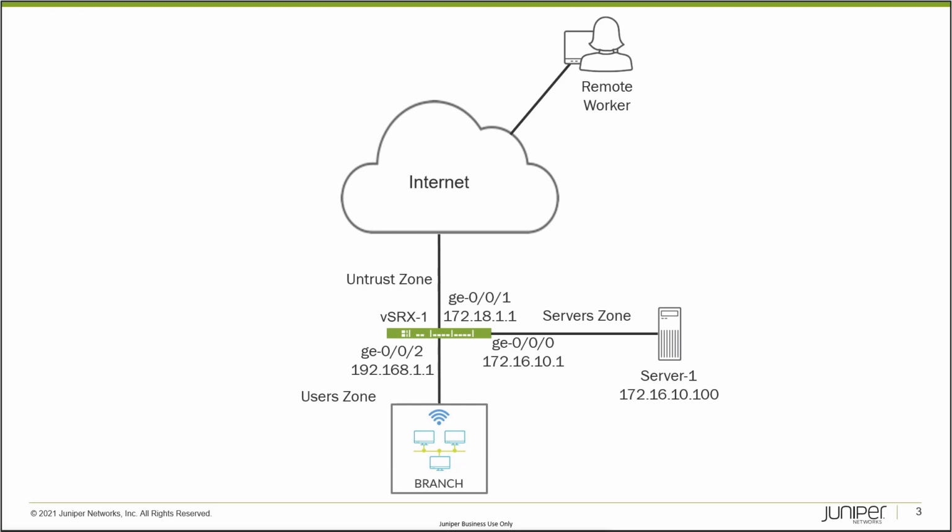Okay, so what do we want to do with this? We have the remote worker who needs to access server 1 for a web-based application. And they need to do that when they're working from home. We are going to use Juniper Secure Connect to provide that access.